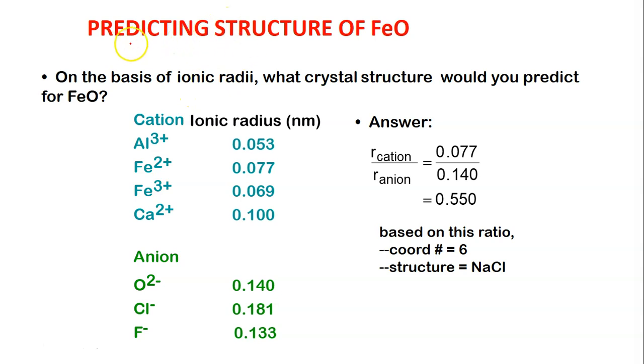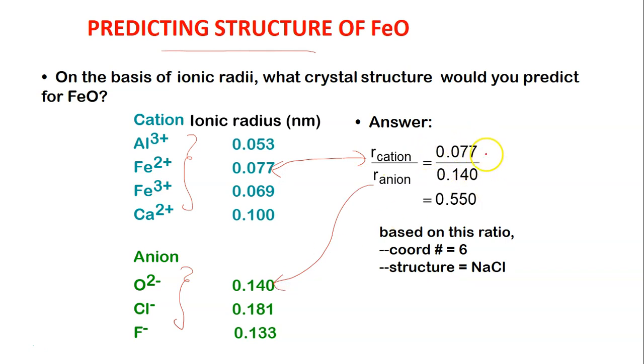So this is an example of how we can use this radius ratio to predict the structure of ferrum oxide. The question is, on the basis of ionic radii, what crystal structure would you predict for ferrum oxide? Here is the list given for the radius of cation and the radius of anion. You have one ferrum and one oxygen here. Ferrum is the cation, which is positively charged, and oxygen is the anion, which is negatively charged.